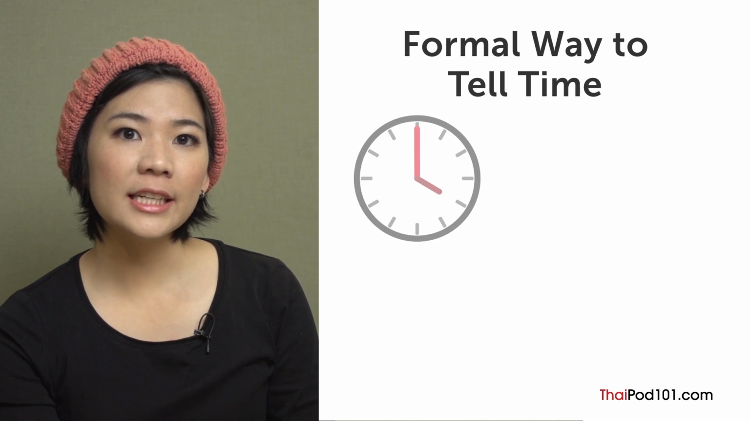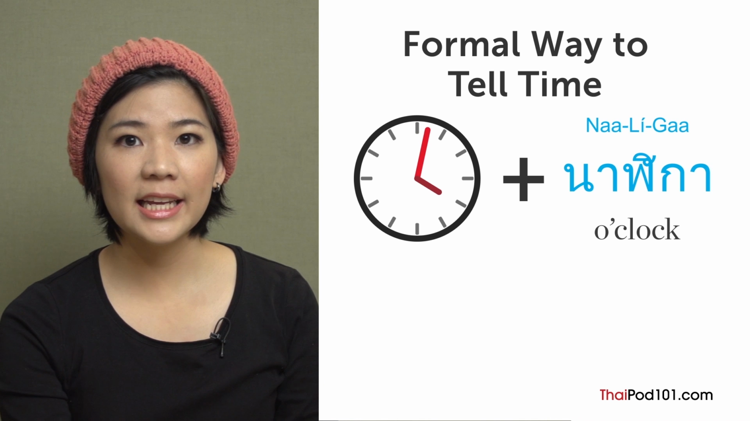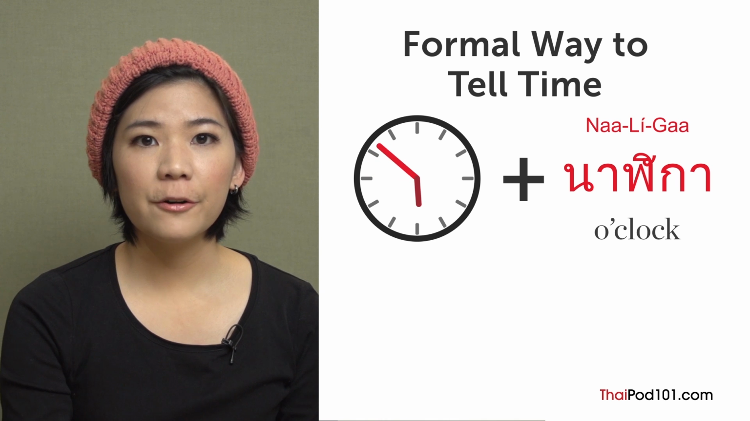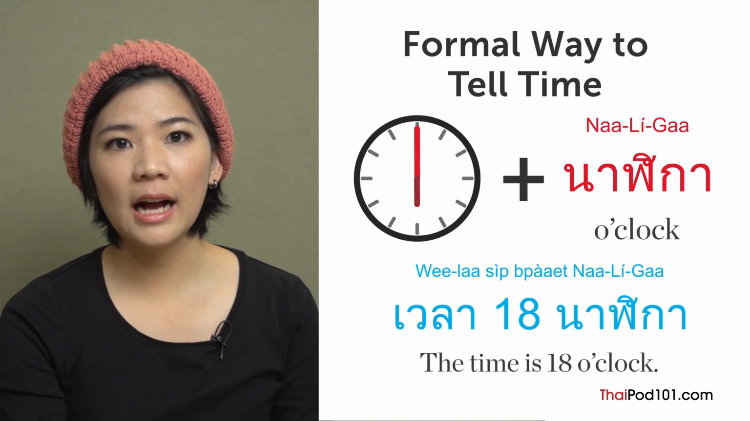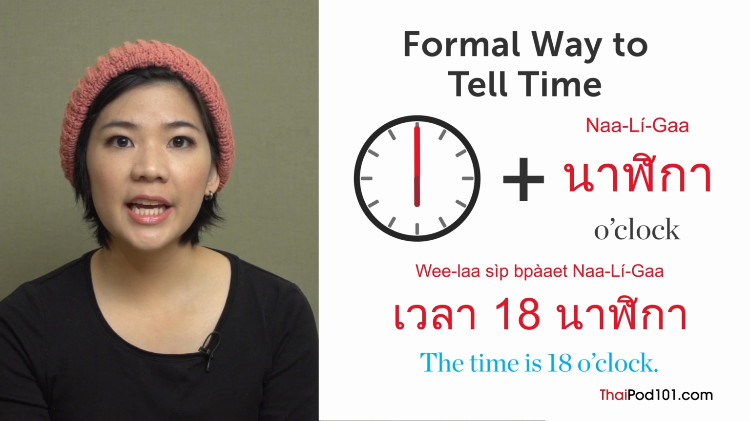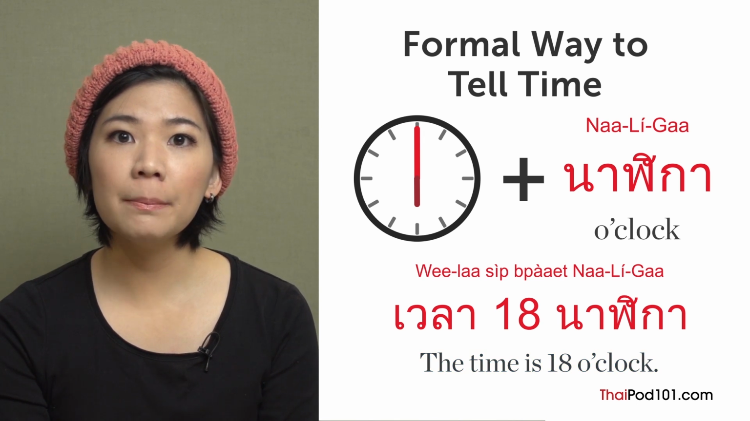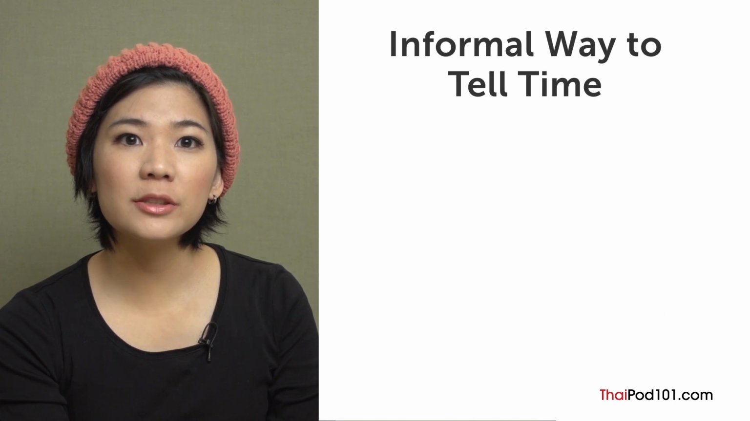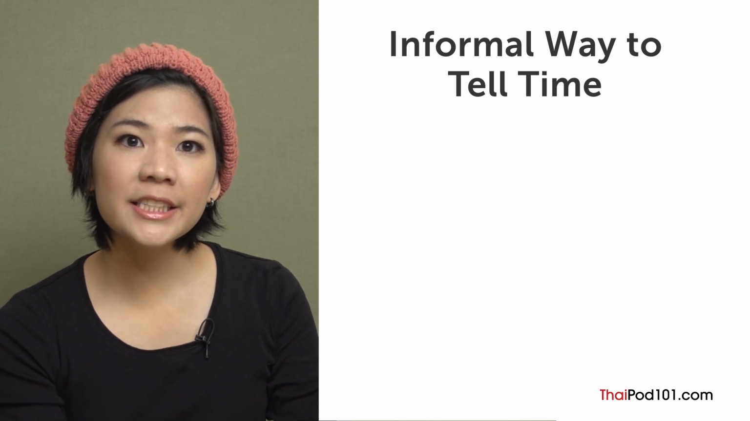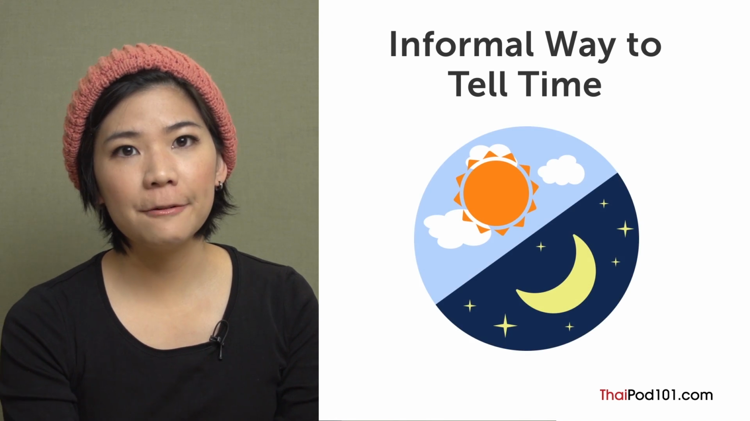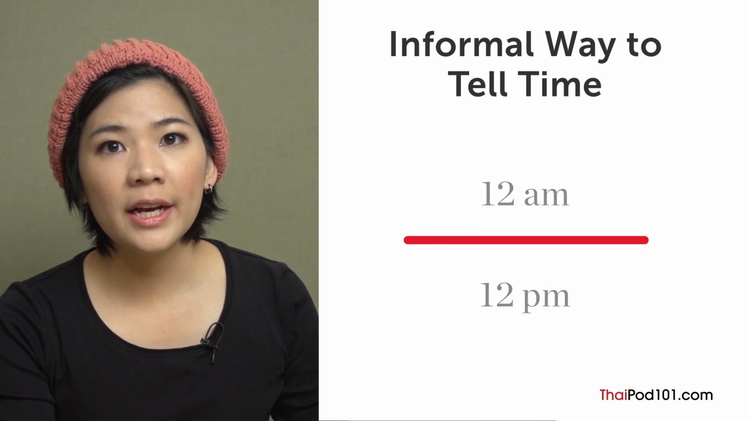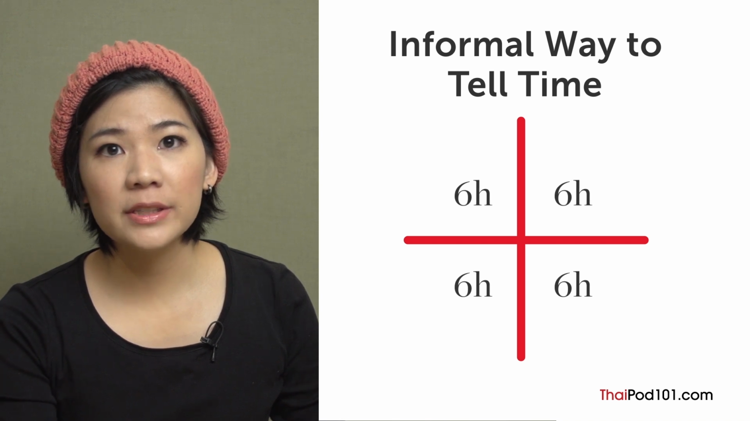The formal way of telling time in Thai is to add the word นาฬิกา meaning o'clock at the end of the hours. For example, เวลา 18 นาฬิกา means the time is 18 o'clock. This formal way can be found in TV or radio announcements and formal letters. Now, let's talk about the informal time-telling system. In Thai, instead of dividing the day into two 12-hour chunks, for example, 12 p.m. and 12 a.m., we divide it in 4 parts of 6 hours each.